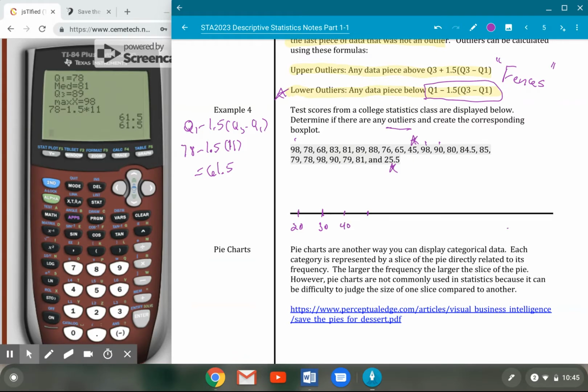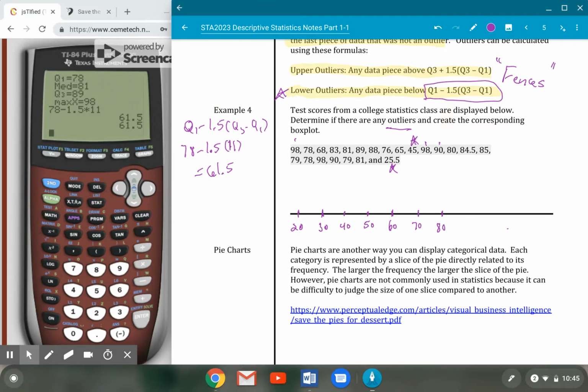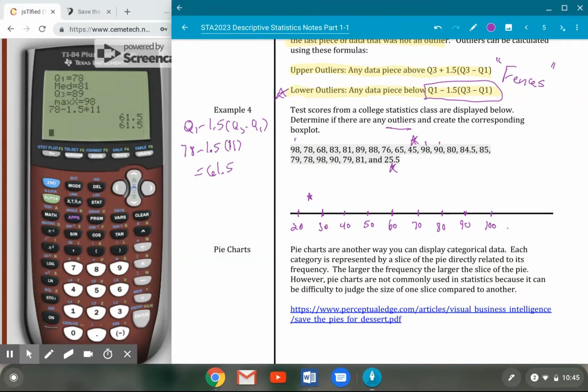And then I'll walk my way up to 100 on my scale since 98 was that highest test score. So 90 here and then 100. I already know that 25.5 is an outlier and 45 is an outlier. So I'll put these stars, these asterisks, noting there's an outlier value down here at 25.5 and one at 45.